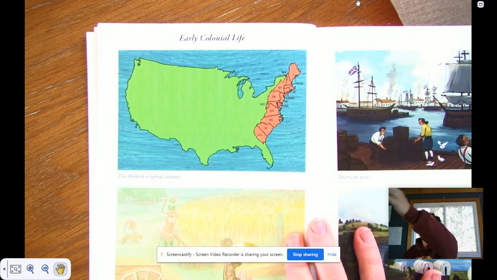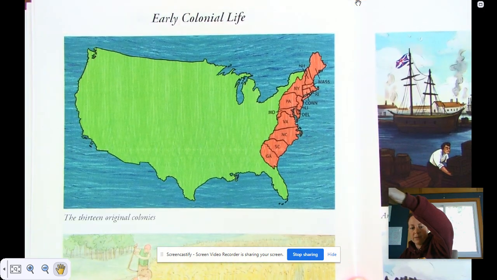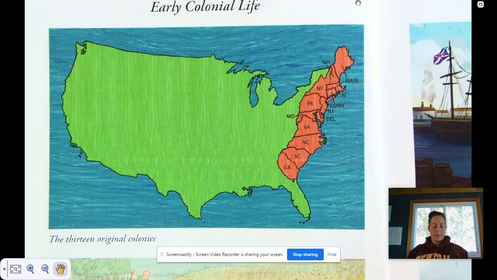Taking a look at early colonial life. And again, feel free to pause whenever you need to, just to take a break, okay? Early colonial life. So when the United States was a young country, life was much different than it is today. We were only a country of 13 colonies. We did not have all of the states that we have now.